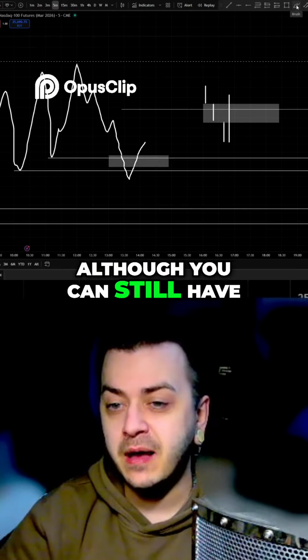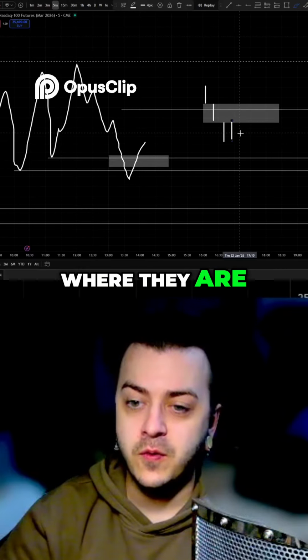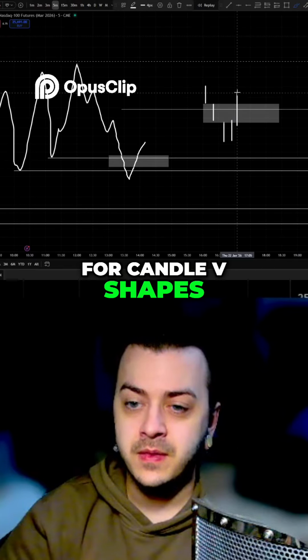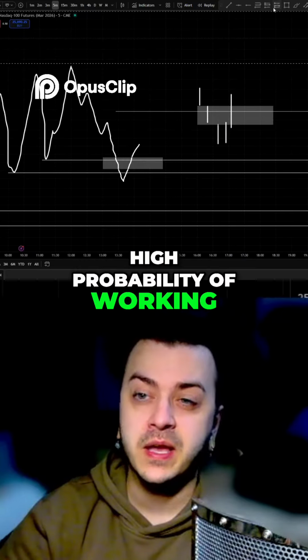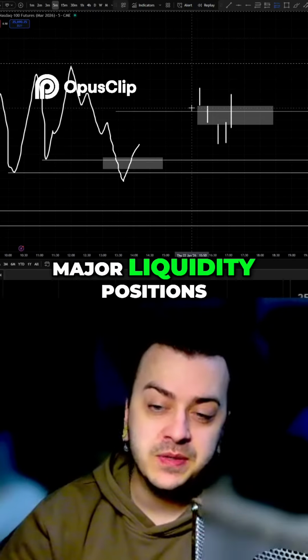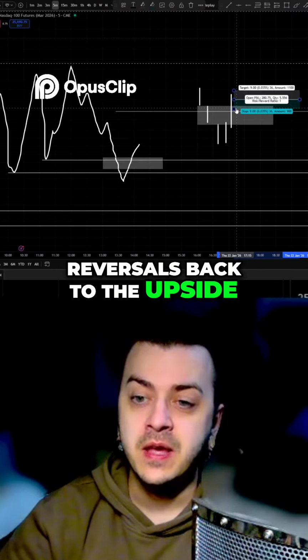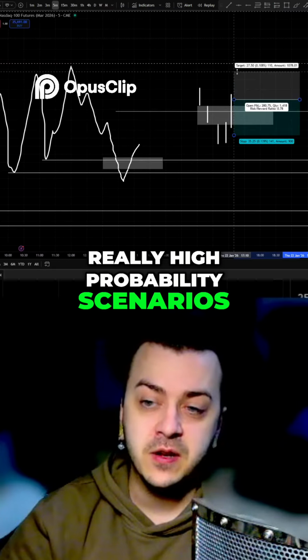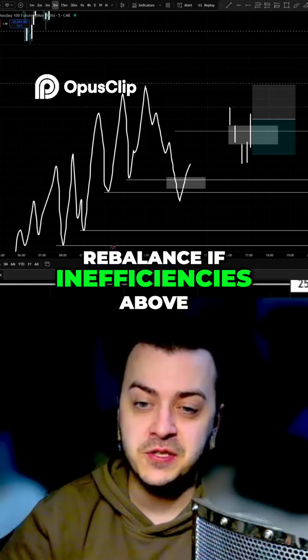Although you can still have ones that do this, where they are 4 candle V shapes. These ones are almost as good and still have a really high probability of working. When you're trading from major liquidity positions, when you've swept them and then you get reversals back to the upside, you do have these really high probability scenarios where price action wants to come back and rebalance inefficiencies above.